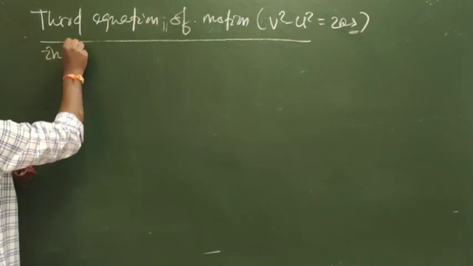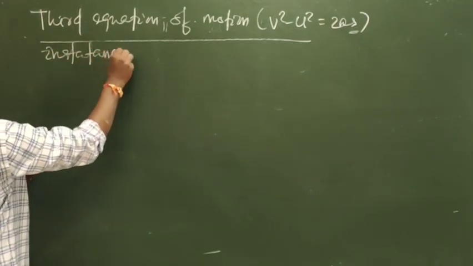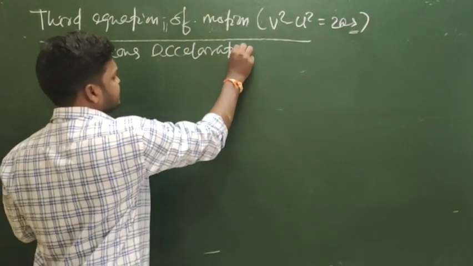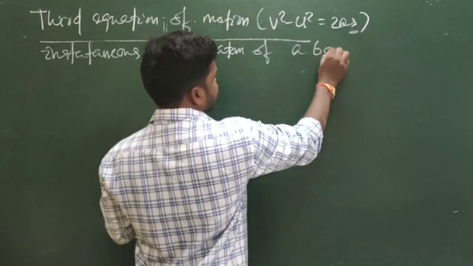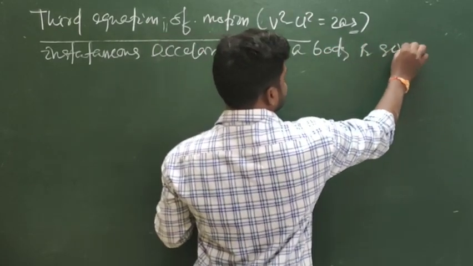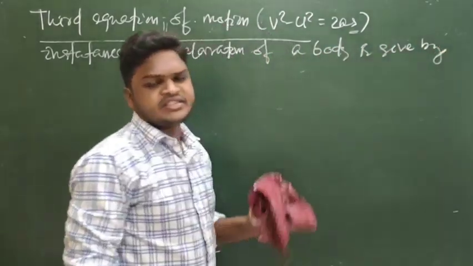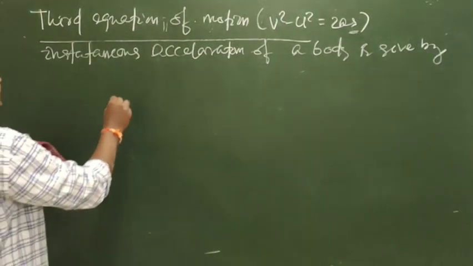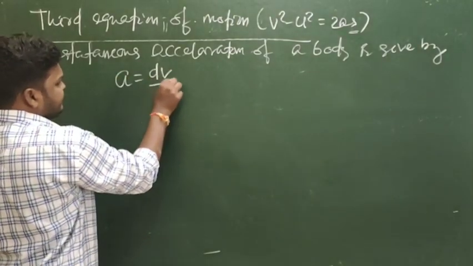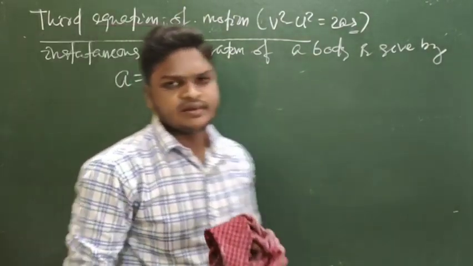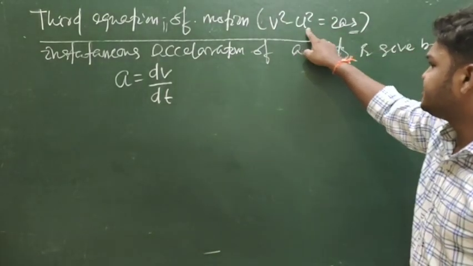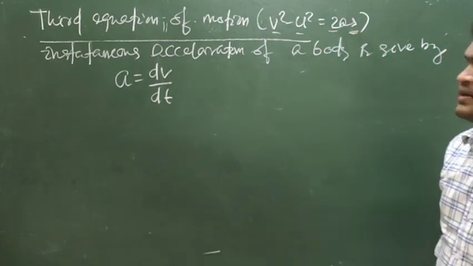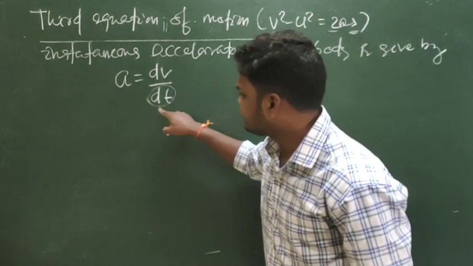Instantaneous acceleration of a body is given by a is equal to dv upon dt. In this formula there is no requirement of a time limit, because in this case there is no time. So we are trying to omit this time.